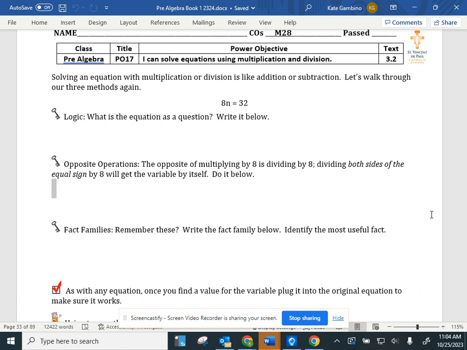We're doing the opposites. If we were adding yesterday, then we subtracted. If we were subtracting, then we're adding. Today, it's the same with multiplying and dividing. They are opposites. So we're going to do the opposite operation. So same thing like yesterday. You can do logic. You can do opposite operations. And you can do fact families. So let's look at that.